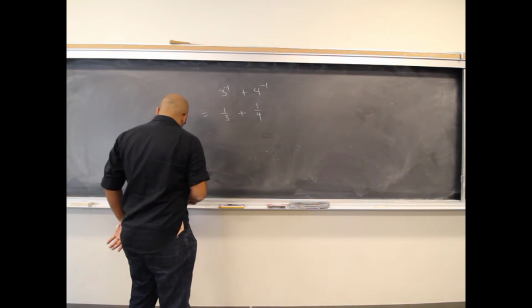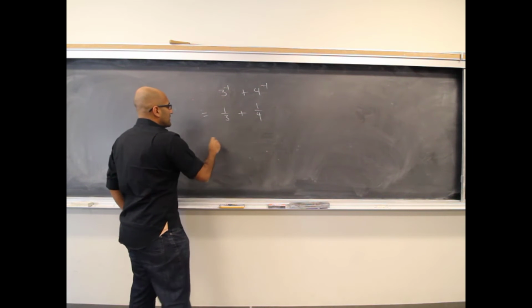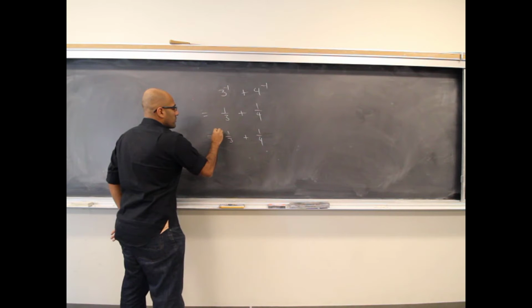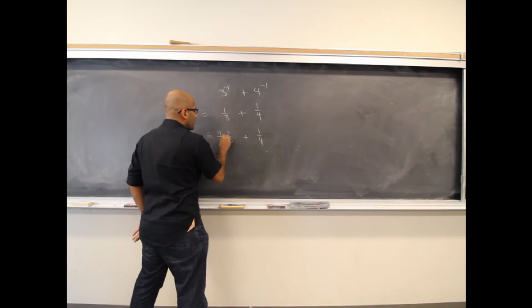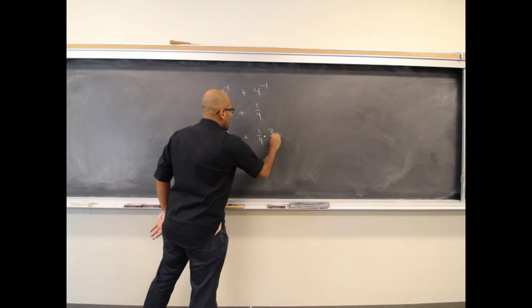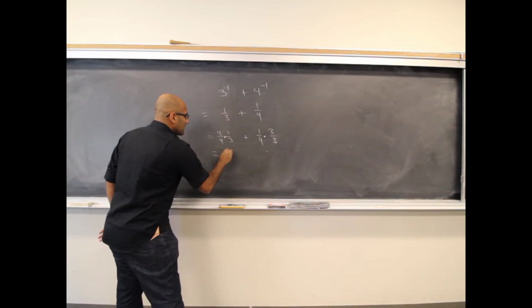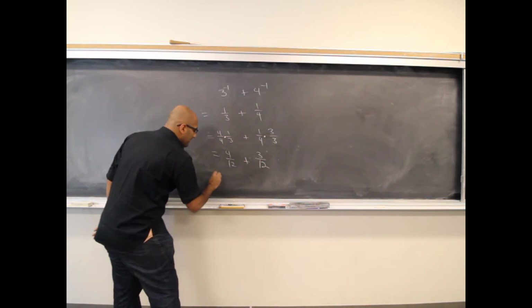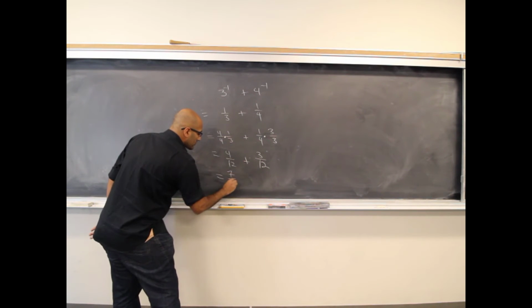So now we just got to make sure we get a common denominator. What's it going to be in this case? 12. So I'm going to multiply this fraction by 4 over 4. Multiply this fraction by 3 over 3. Which gives me 4 over 12 plus 3 over 12. I know my final answer is going to be 7 over 12.